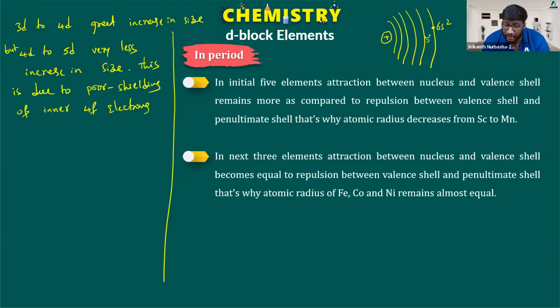You have 5d here. You have 4f here. If you look at the 5d series elements, 5d series means what? Which period? Sixth period. Sixth period means you should be filling the electrons in the 6s, the outermost electrons.